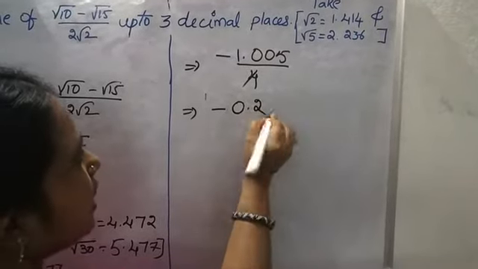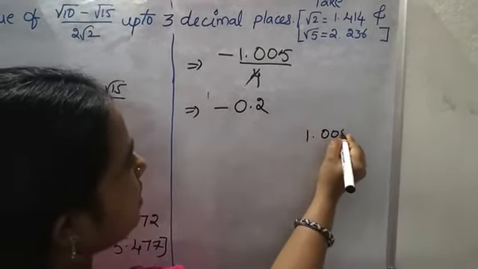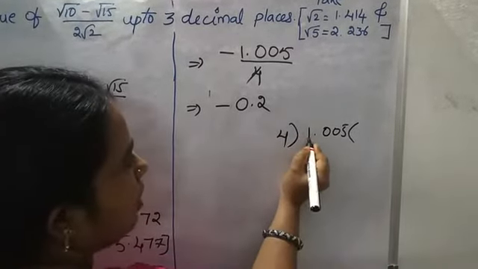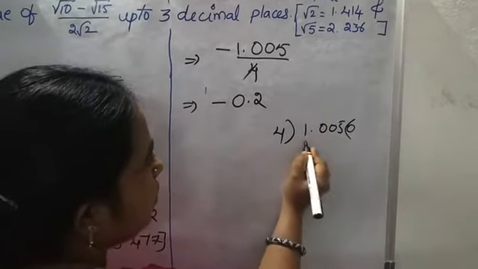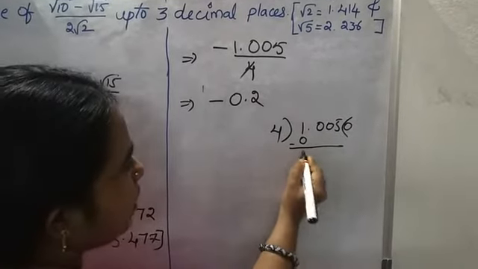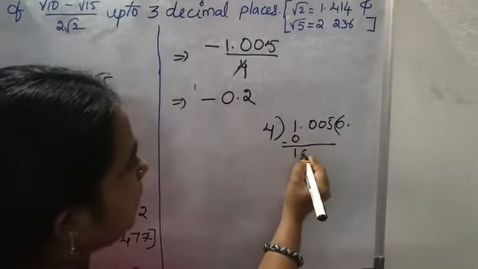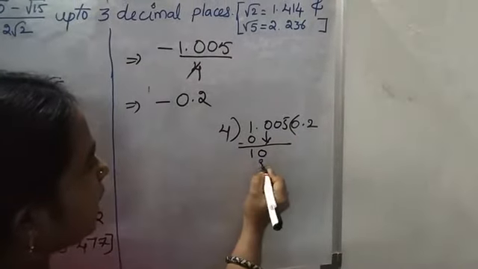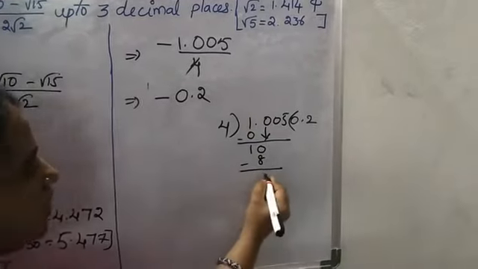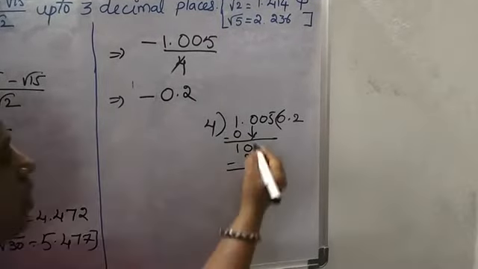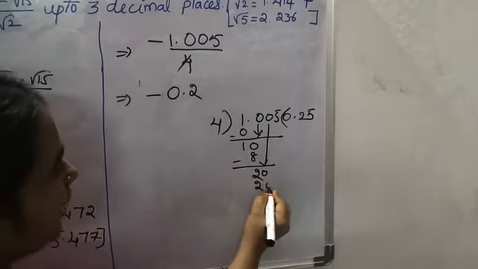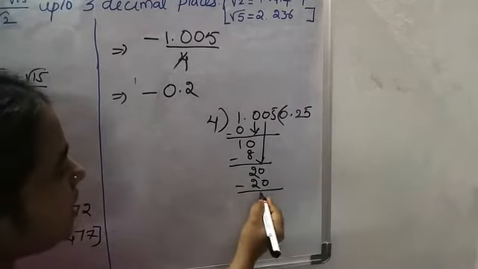4 2s are 8. So see children, how I did. 4, 1 is not divisible by 4. So 4 zeros are 0. 1 minus 0 is 1. Point. Bring down 0. We will get 10. 4 2s are 8. 10 minus 8, the remainder is 2. Again bring down 0. 4 5s are 20. 20 minus 20 is 0.